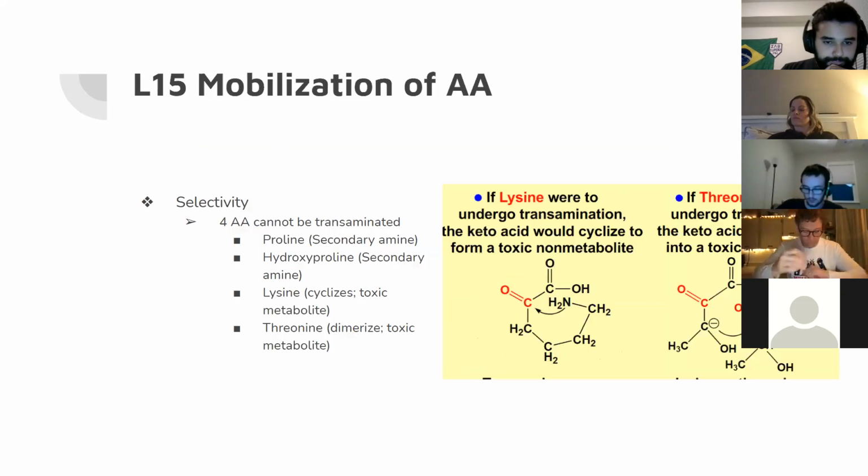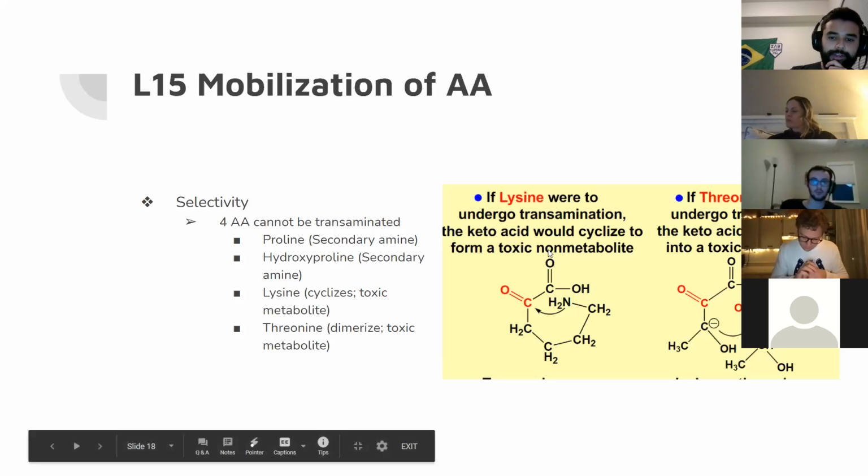So, selectivity. There are actually 4 amino acids that can't be transaminated. Out of the 20, there are 4 that can't. Proline can't, because it has a secondary amine instead of a primary amine. Hydroxyproline also can't because it's just a variation of proline, a secondary amine as well. Lysine, when it's transaminated, cyclizes itself and creates a toxic metabolite, so we don't want that. And threonine dimerizes, binding with another threonine, and also becomes a toxic metabolite. These are the 4 amino acids that can't be transaminated.